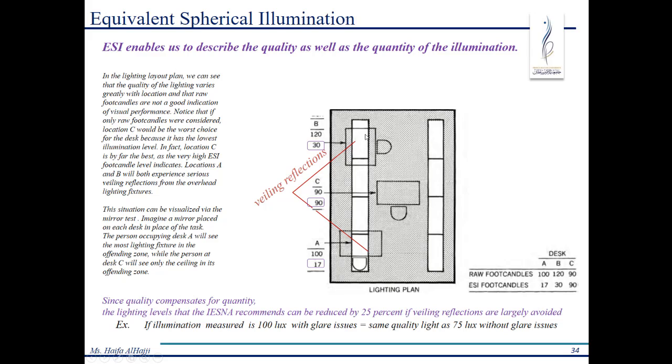But if we have a look at this one and this one, they are going to experience very extreme veiling reflections because the light source is right above the visual task. By that, they're going to degrade the quality of what's actually seen. So if we measure it in the ESI, which takes into consideration the reduction from glare plus the quantity of lighting, it's going to give the highest value for this one. Why? Because all the light reaching this desk is sufficient and of quality. No veiling reflections are happening on the surface.